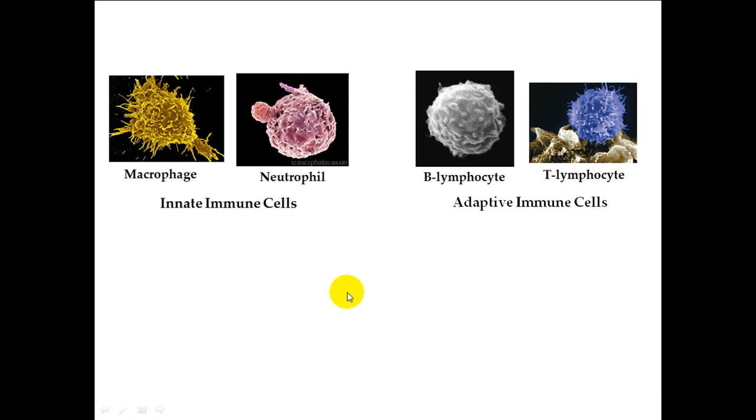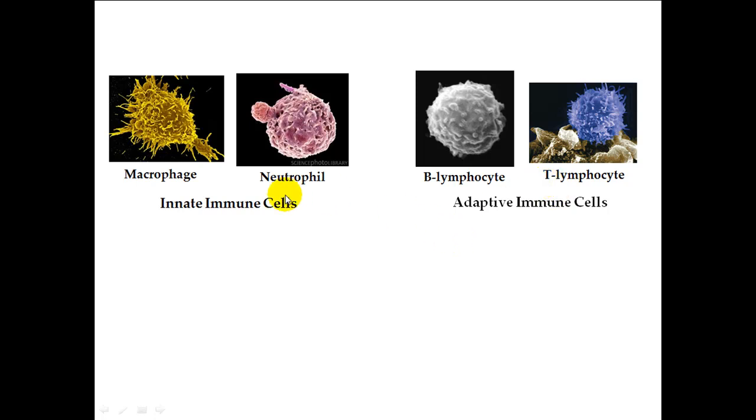Previously, we've taken a look at the innate immune response, and we've taken a look at what types of cells are involved in the innate immune response and what those different cells can do. Macrophages and neutrophils are examples of cells that are considered to be part of the innate immune response. What we're going to take a look at here is the adaptive immune response, and B cells and T cells are examples of cells that are part of the adaptive immune response.